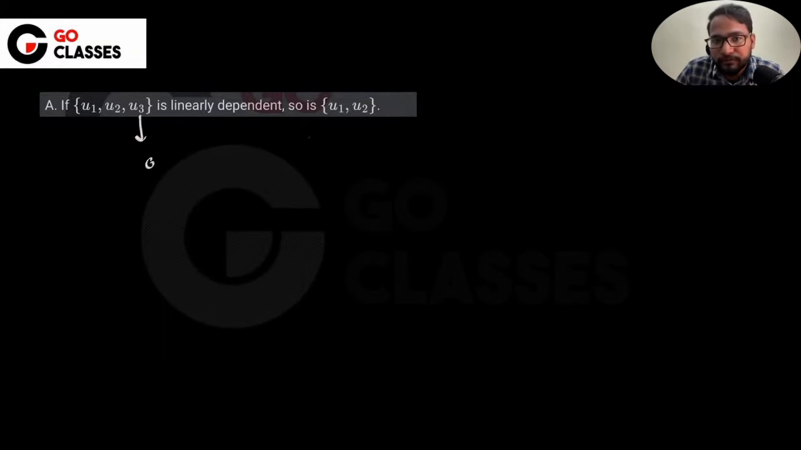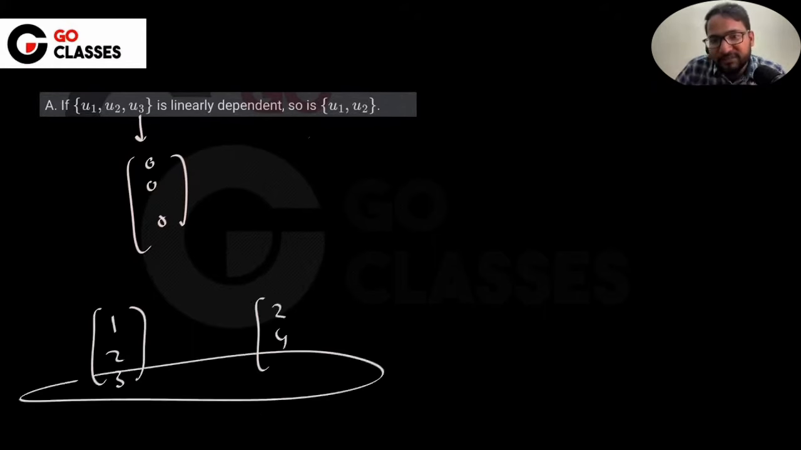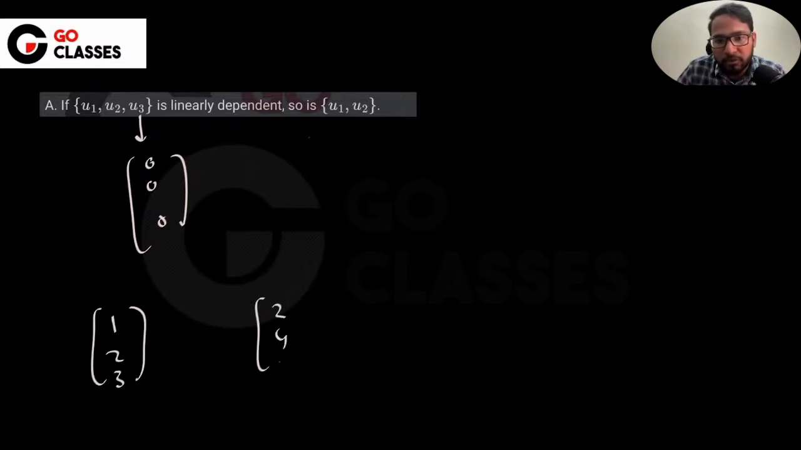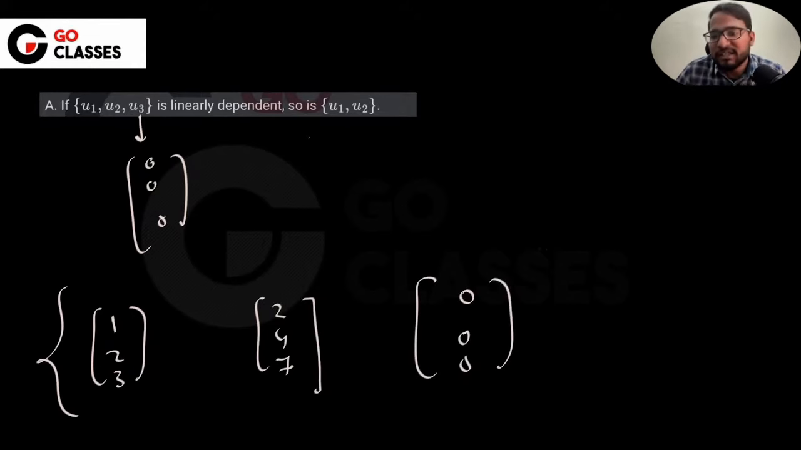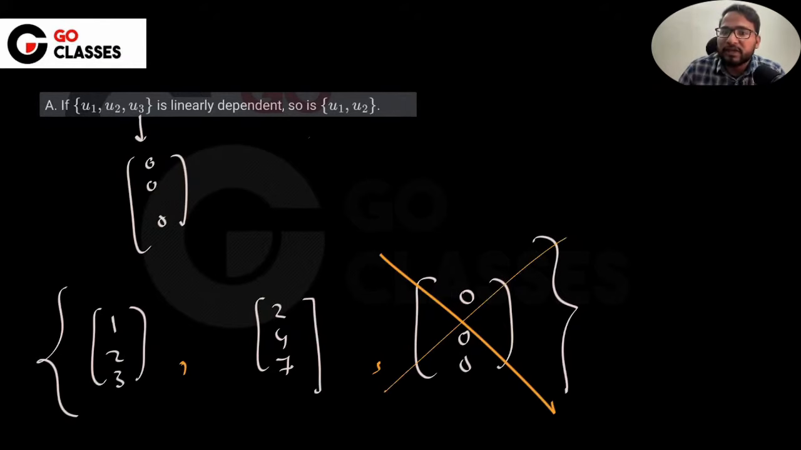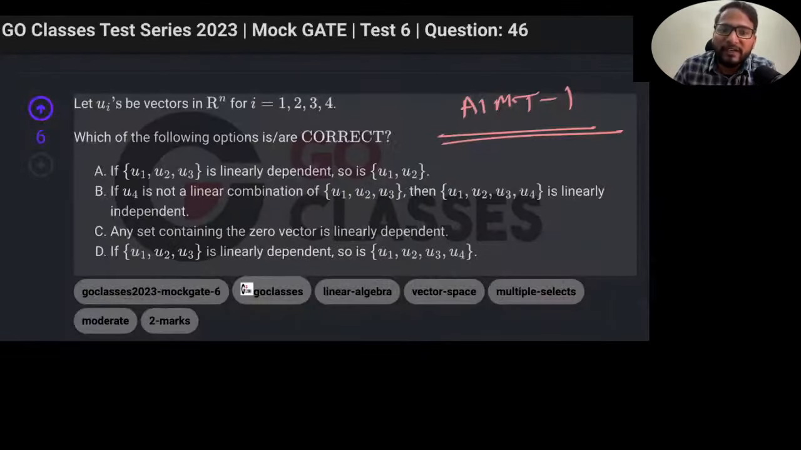See, suppose U3 is 0, and U1, U2 are linearly independent. U1 may be 1, 3 and U2 may be 2, 4, or maybe 2, 4, 7, something like this, and U3 is 0, 0, 0. Are they linearly dependent or not? Since this has a 0 vector, it is definitely linearly dependent. Now if I remove one vector, say U3, are U1, U2 linearly dependent? The answer is no, need not be. So it is not always correct. That's why A is false.